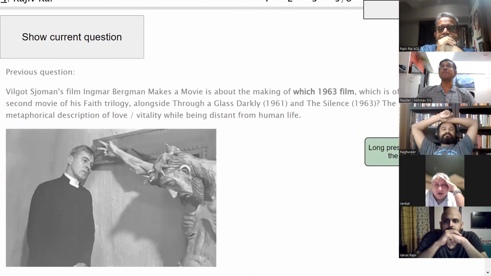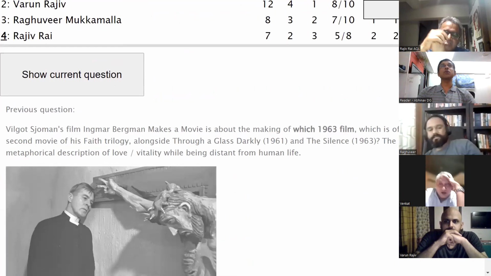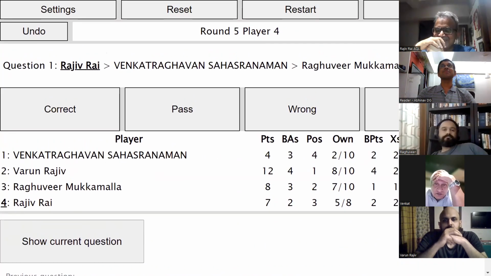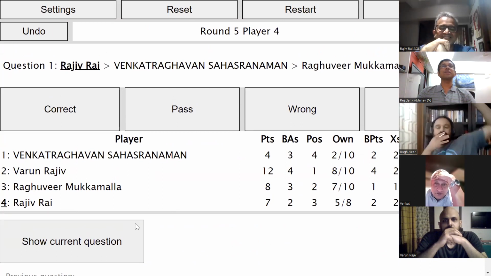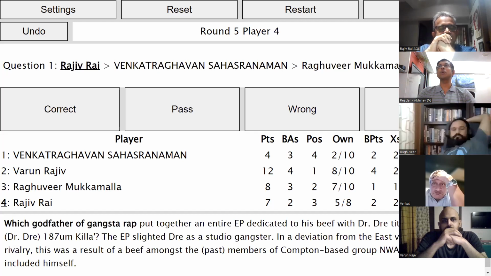This is Winter Light, right? Through a Glass Darkly, Winter Light, and The Silence. I have heard it referred to as the trilogy, but the clue about love and all didn't make much sense. Okay. It's Winter Light. So this is what Winter Light actually means, love and vitality, not a clue really.